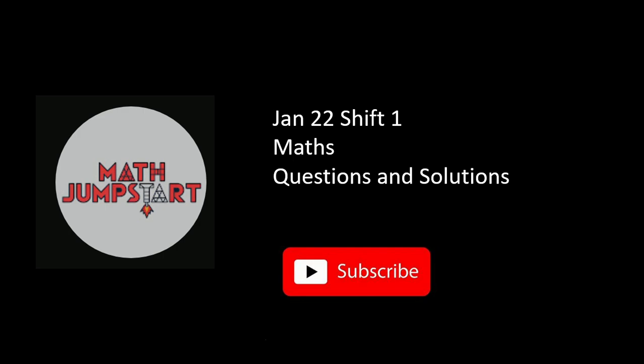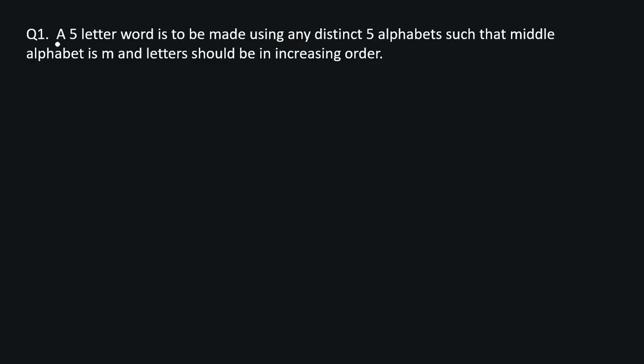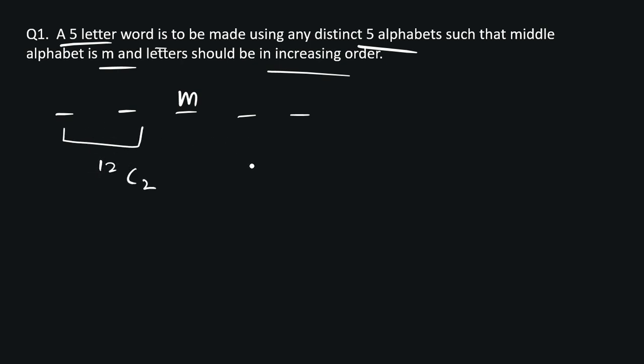So the first question is, a 5-letter word is to be made using 5 distinct alphabets such that the middle alphabet is M and the letters should be in increasing order. So the word is 5 letters: 1, 2, 3, 4, 5, and the middle letter should be M, given in the question. Now, how many possible ways can we arrange these two letters? That is 12C2 and this one 13C2.